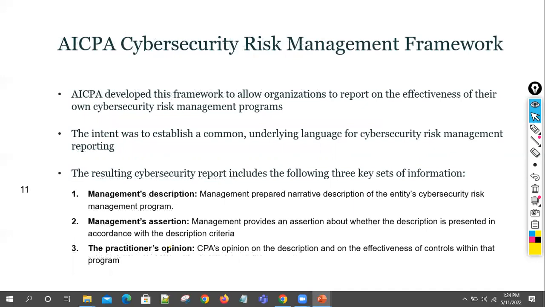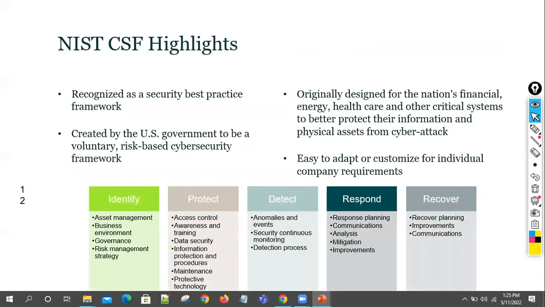Now, another standard is the AICPA Cybersecurity Risk Management Framework. In this framework, various controls are there, like controls related to management description, management assertion, and practitioner opinion. So all these controls are there. The most important framework in the cybersecurity field is the NIST framework. The NIST framework is recognized as a security best practice framework.